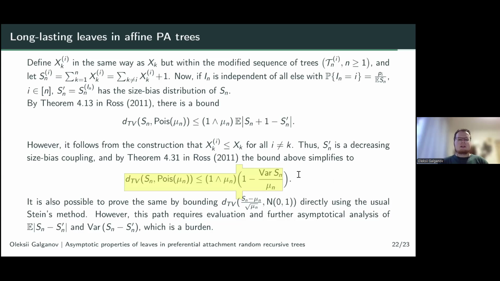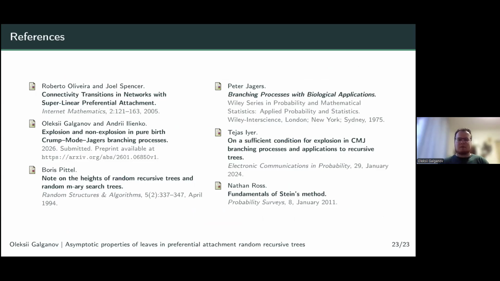What's also worth noting is that it's possible to bound the distance between the normalized sum that we have and the normal distribution directly using the usual Stein's method. However, on this path, it would be much more complicated from a technical point of view, because it requires evaluation and asymptotic analysis of the expectation of the absolute difference between Sn and Sn prime and the variance of this difference. So that's all from me, and thank you for your attention.